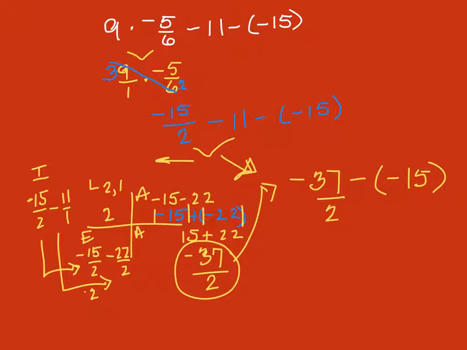It's a subtraction problem, so I get to change, cha-cha-cha. This stays the same. Subtraction changes to addition, and negative 15 changes to positive 15. But I still need to add them. So I am going to carry this on to my next page. And I'm going to have negative 37 over 2 plus 15.